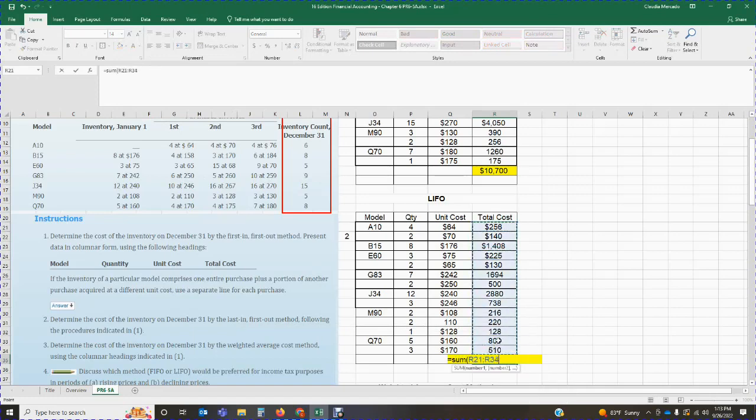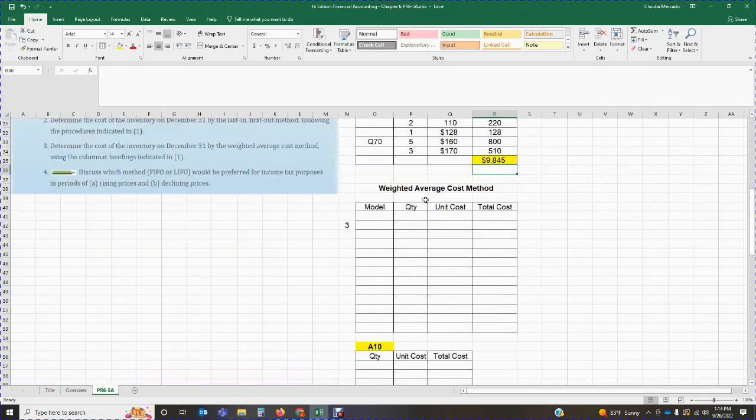My total is 9,845. So if I use LIFO to value my inventory, my value would be 9,845. If I use FIFO, then my value is going to be 10,700. So that is FIFO and LIFO. Requirement 3 says determine the cost of the inventory by the weighted average cost method using the columnar headings indicated. So we're basically going to do the same thing, but now for the weighted average cost.